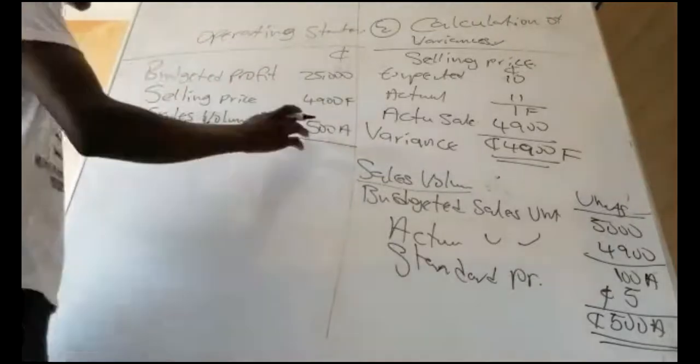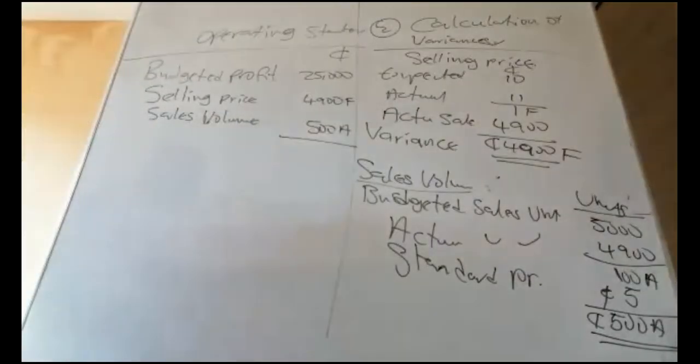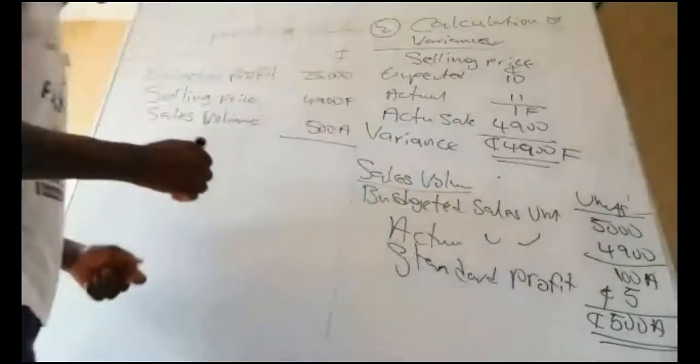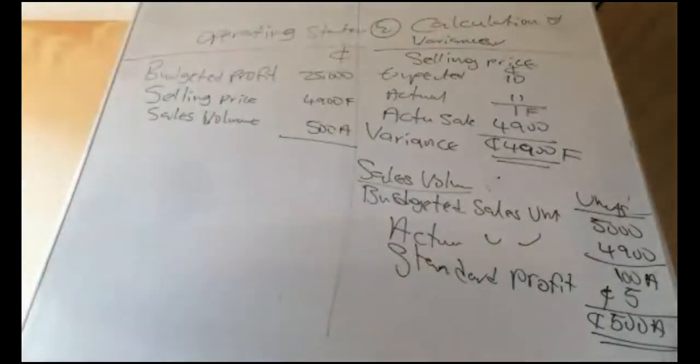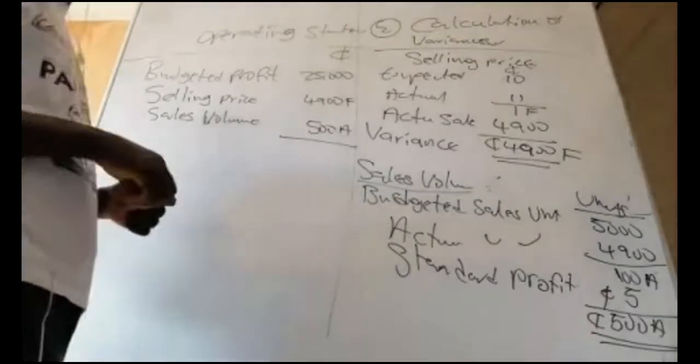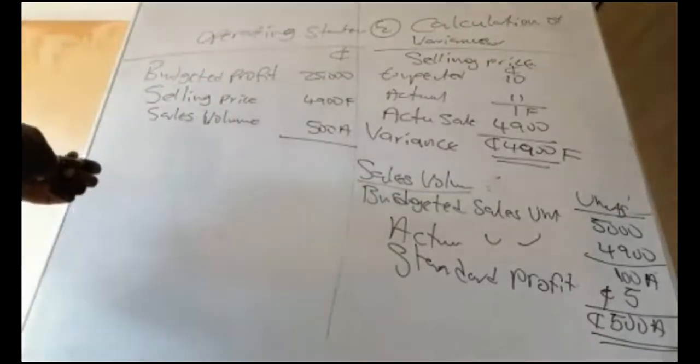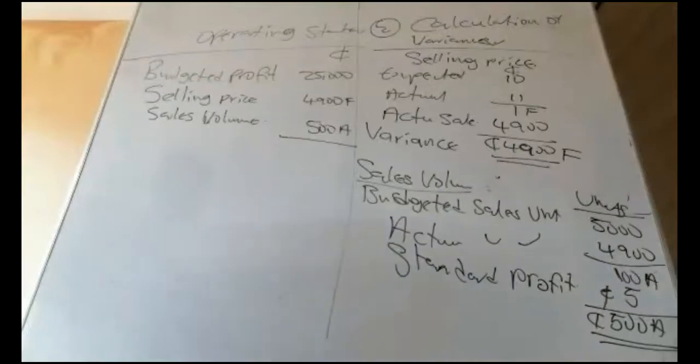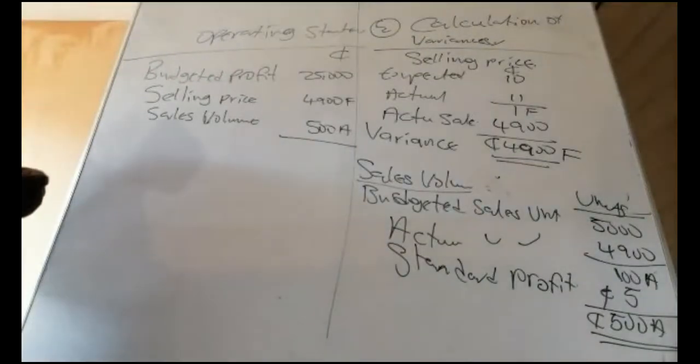Hello, sir. Yes, sir. I'm here. The standard profit per unit. Good. You multiply it by standard profit per unit. Good. So not standard price. Not at all.